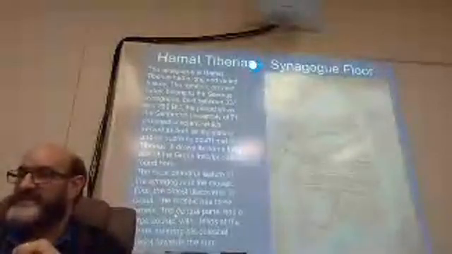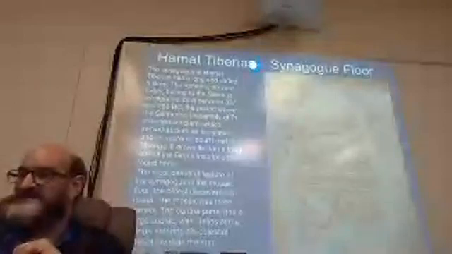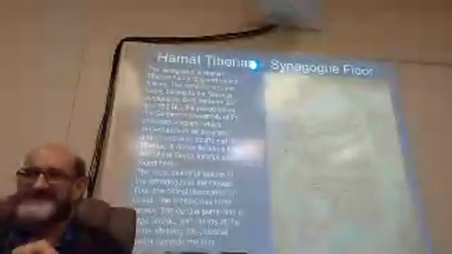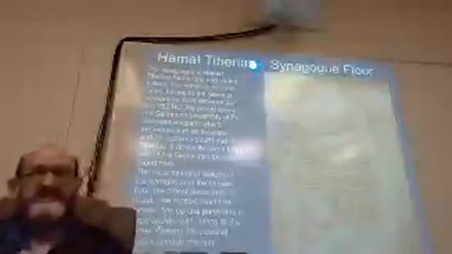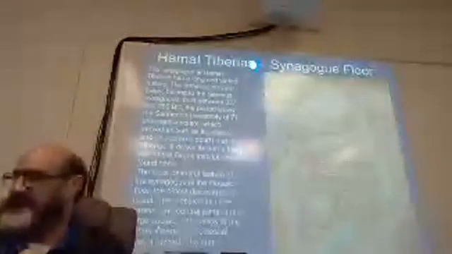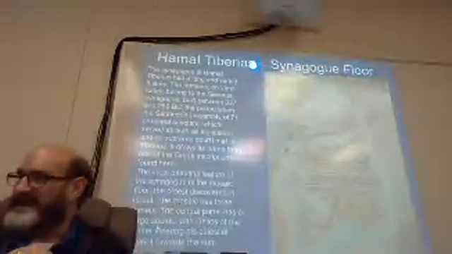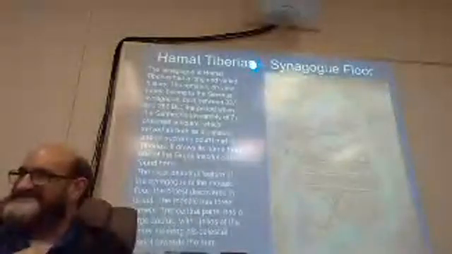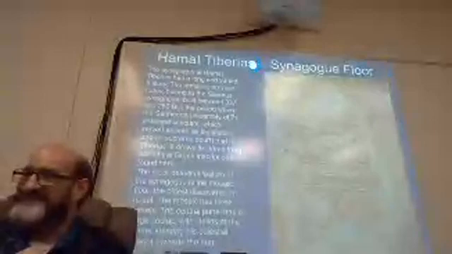The mosaic has 3 panels. The central panel has a large zodiac. Does that surprise you? Actually, there are a number of synagogues in Israel that feature zodiacs. Astrology. Yeah, that's astrology. Weird, huh? Yeah, very odd.